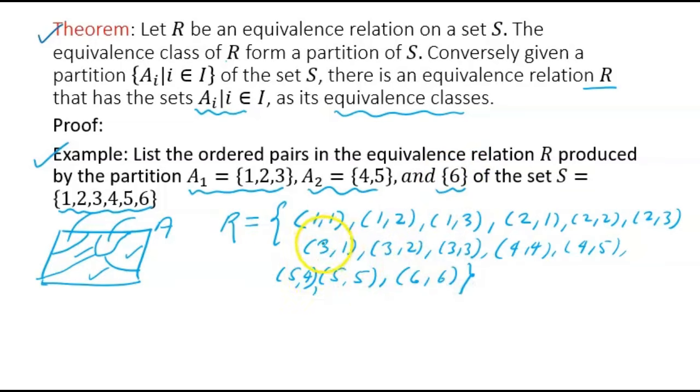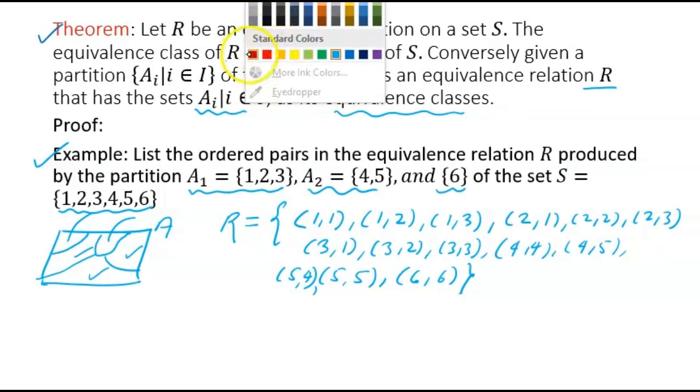I leave this for you to verify that this is an equivalence relation. This is guaranteed to be an equivalence relation by this theorem, because this theorem guarantees that given any set, if you write any partition of that set, then corresponding to that partition there will be an equivalence relation.